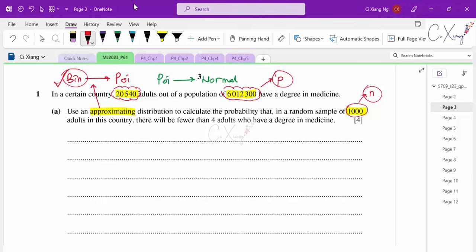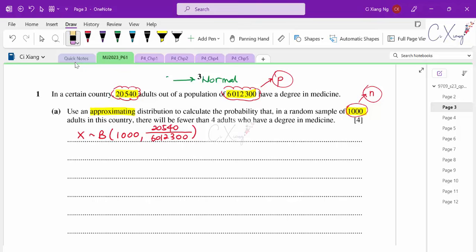All right, so let us set up the question first. Originally I have a binomial distribution, and then the n is 1,000, and what is the proportion here? So the proportion should be 20540 divided by the total of the population. Please take note that to ensure that my final answer is accurate, I will generally keep it in fraction form. I don't change it to a decimal number, right? So I will just keep it as a fraction. So this is my original binomial distribution, and then according to certain criteria, we can change it become Poisson.